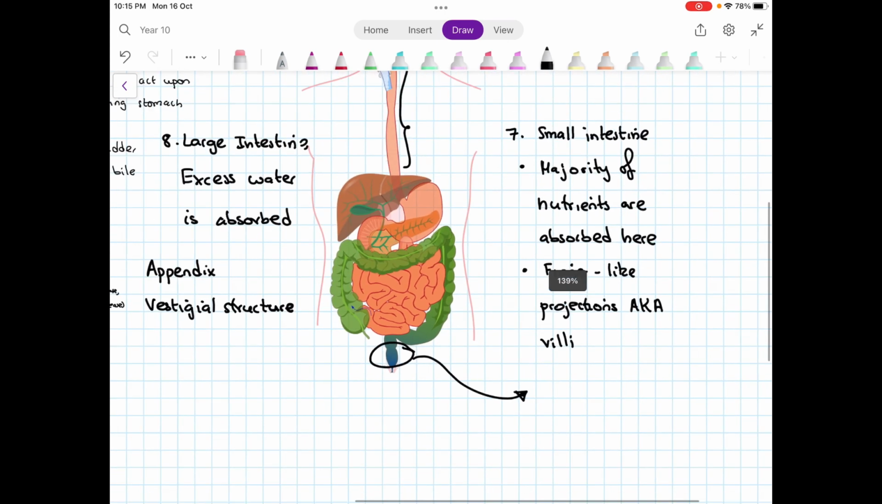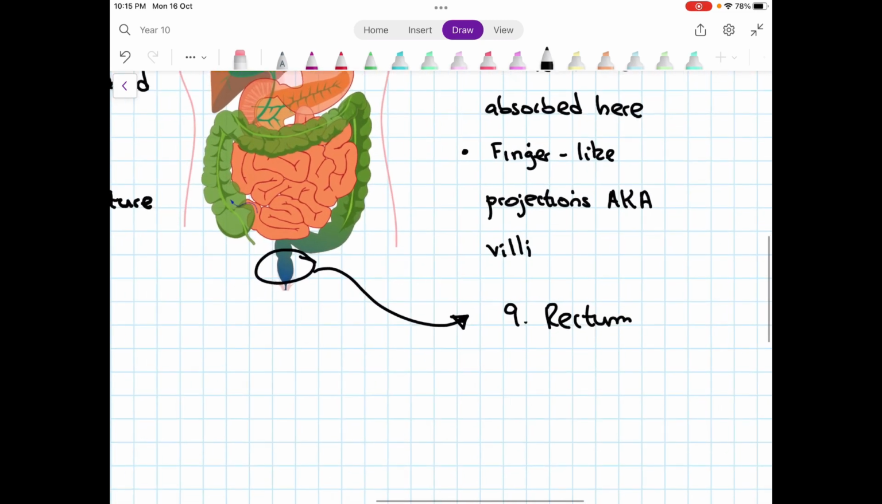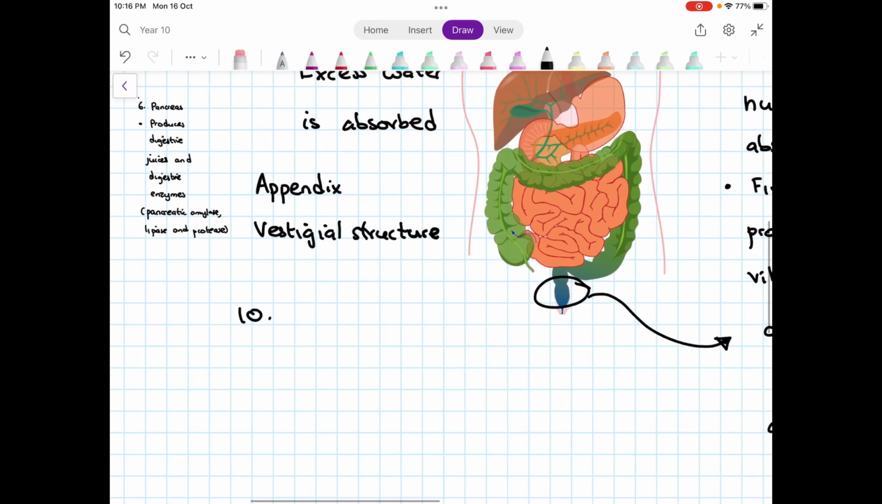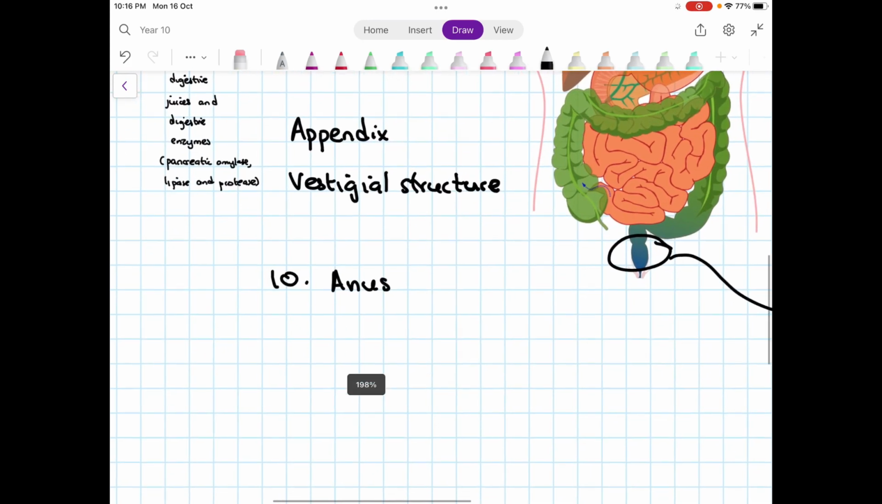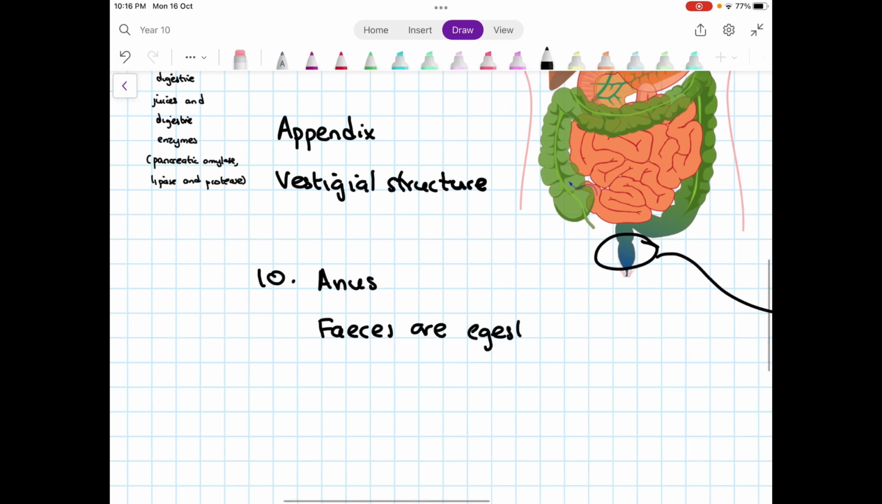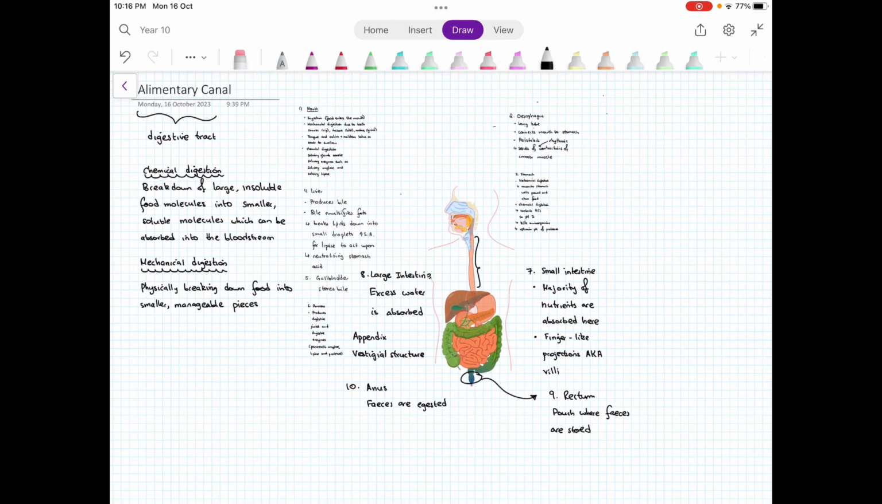Finally, feces are stored in the rectum. So it's a pouch where feces are stored. And lastly, we have the anus, which is where feces are expelled from the body through egestion. Feces are egested. So there you have it, a walkthrough of the alimentary canal.